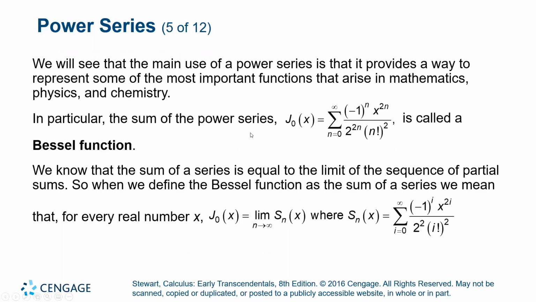Okay, so we know that the sum of a series is equal to the limit of the sequence of partial sums. That's the definition of the sum of a series. So when we define the Bessel function, which is, again, this function in the middle of the screen, we define it as the sum of the series for every real number x, such that the limit of this partial sum is our Bessel series. So this bottom one here is the exact same information as the top one, only we switched variables to an i so that we can discuss the partial sum.